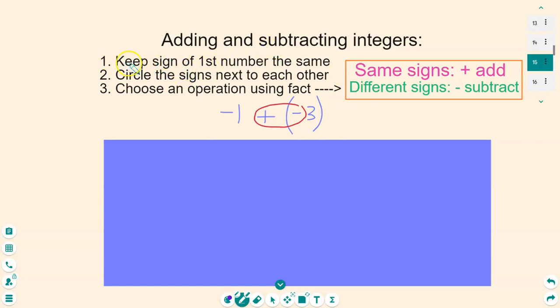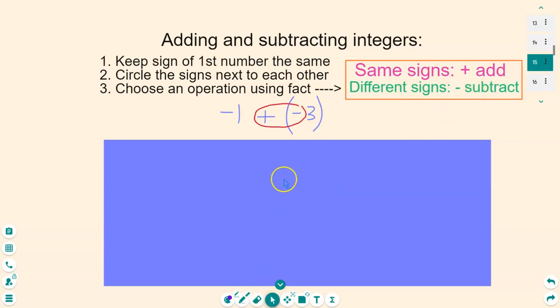What we do, first step, keep the sign of the first number the same. So that just means keep this the same. So it'll just be -1, which we'll see soon. Circle the signs next to each other. So that's the key. The second step, circle the signs next to each other. And then you need to choose an operation using this fact. So same signs, add, different signs, subtract.